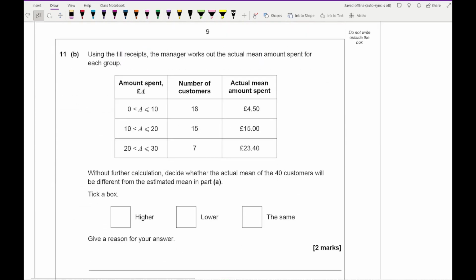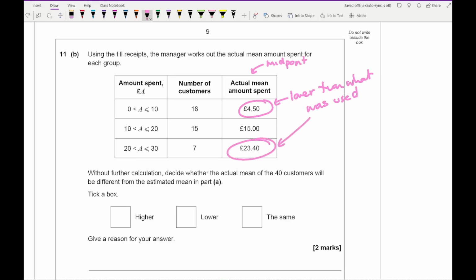Moving on to 11b, it says using the till receipts, the manager works out the actual mean amount spent for each group, and it says, without further calculation, determine whether the actual mean of the 40 customers will be different to the estimate in part A. For this one, what we need to do is compare this column to the midpoint column. As you can see, in part A, for the first row, we used £5. So this amount here is lower than what was used. And also the same for this one, that also was lower. So that means that the answer is going to be lower.